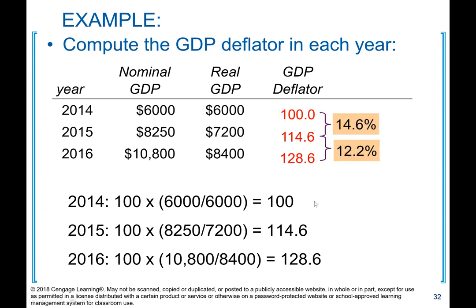Okay. So between 14 and 15, the inflation rate was 114.6 minus 100, divided by 100. So the inflation rate was 14.6%. Between 15 and 16, the inflation rate was 128.6 minus 114.6, divided by 114.6, multiplied by 100, and you get 12.2%. So we use the GDP deflator to calculate the inflation rate.